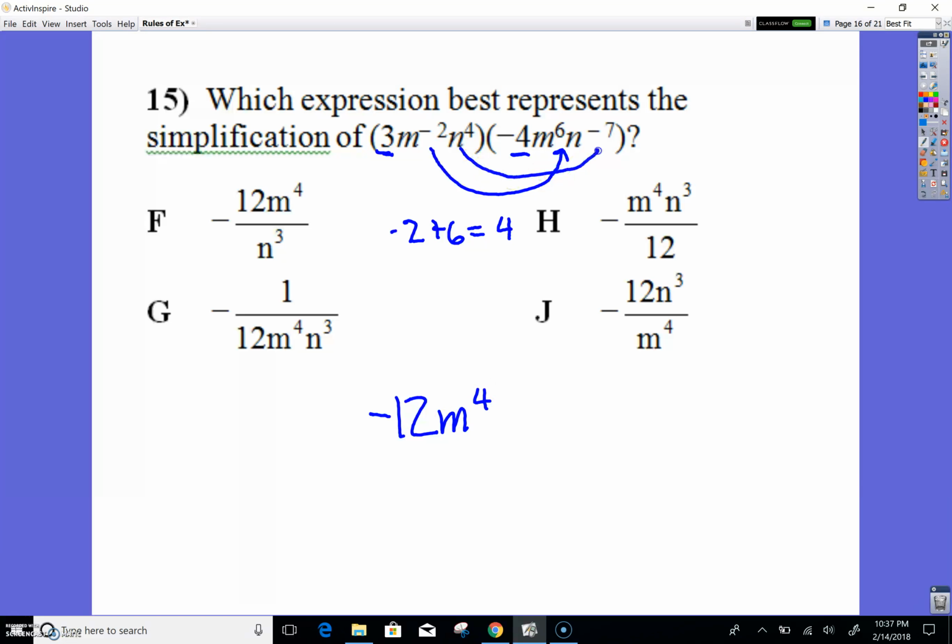Then I do n, okay, 4 minus 7 equals negative 3. So it should be n to the negative 3, but remember, this one goes down, okay? So it should be negative 12 n to the 4, over n to the 3rd.